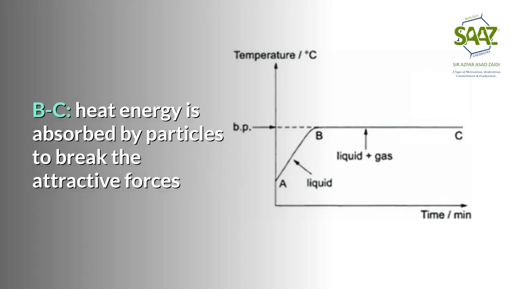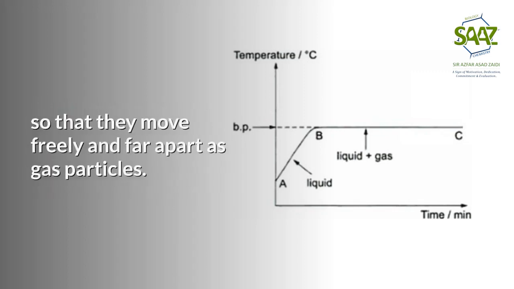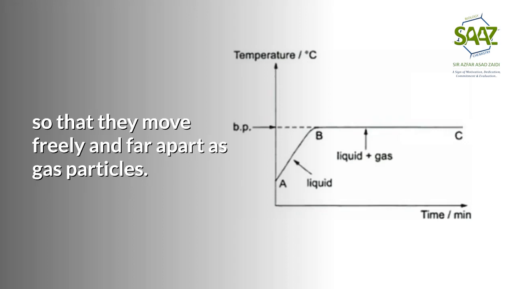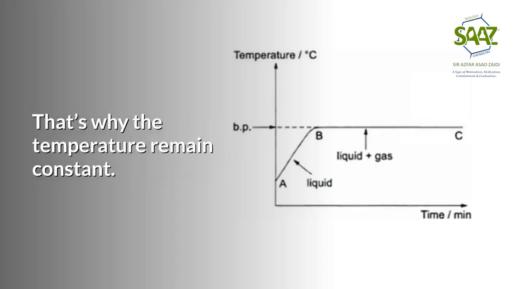From point B to C, heat energy is absorbed by particles to break the attractive forces so that they move freely and far apart as gas particles. That's why the temperature remains constant.